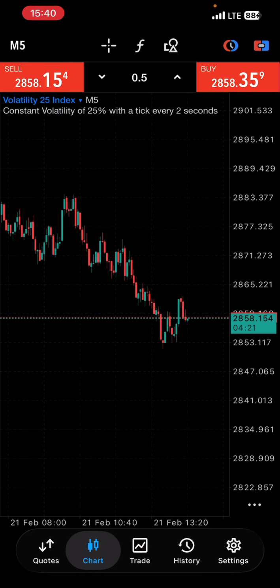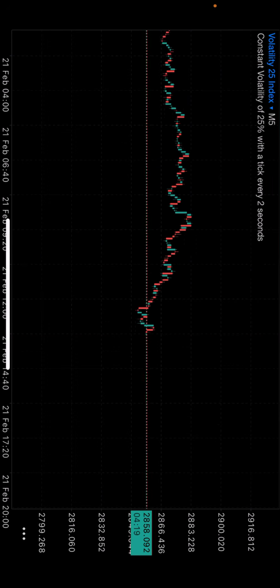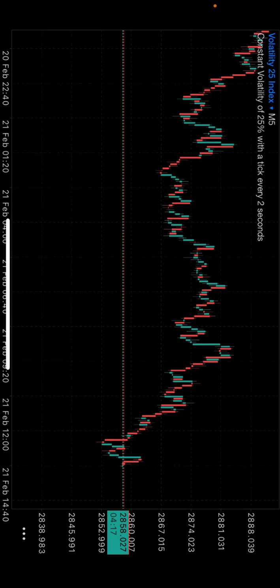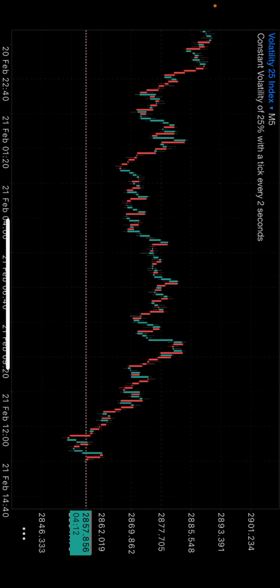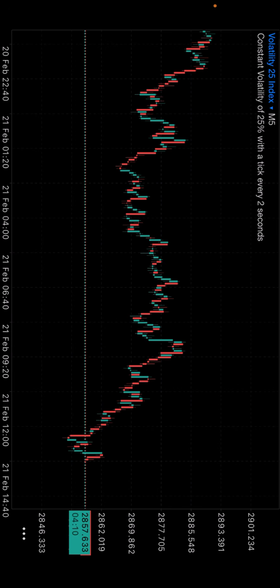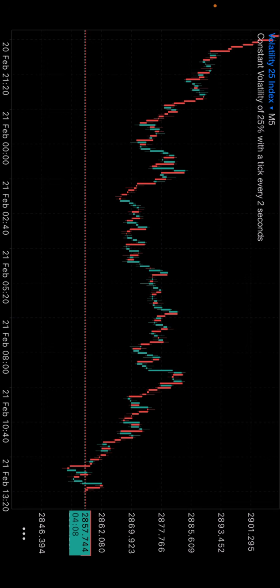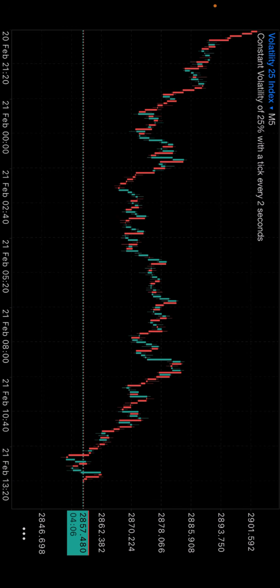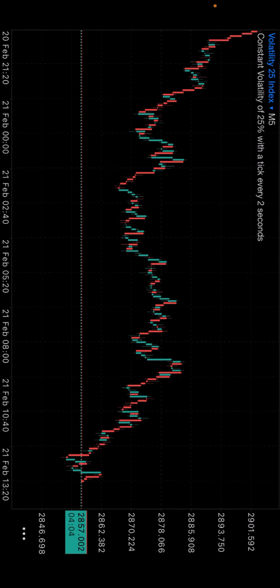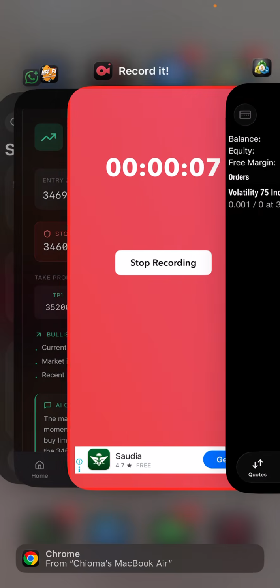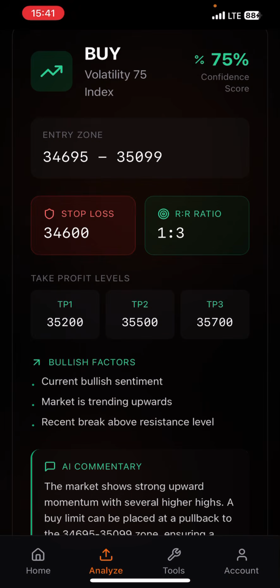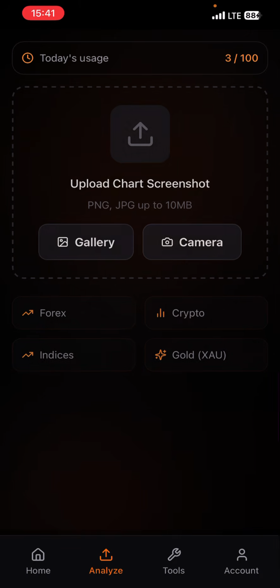Now, if you want to upload a picture, you have to take a picture. Ensure that your screen is horizontal like this, not portrait, landscape, so that you can take a good trade. Now, I'm going to just take a screenshot of it this way and upload it on my app. All I have to do is click new analysis.